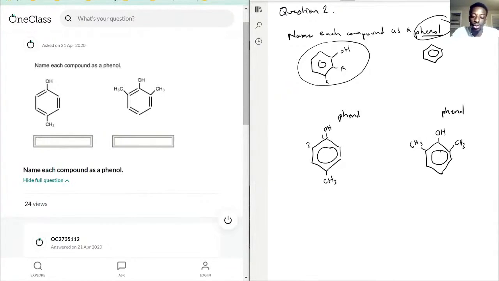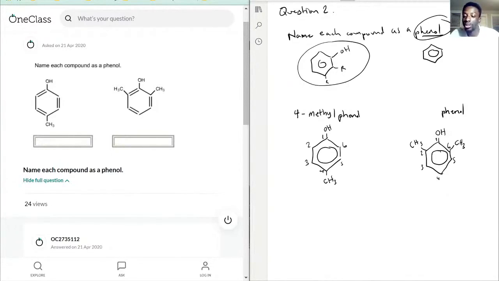So with this, I'm going to go this way: 1, 2, 3, 4, 5, 6. Same thing for the other one: 1, 2, 3, 4, 5, 6. Now, the way the naming works is that you say the subgroup name and where it's located, starting with the location. Here, the methyl group is on the 4. So this is 4-methylphenol. That is the name for this compound, because that tells you there's a methyl group, because there's only 1 carbon, methyl 1, ethyl 2, etc. And it's on the 4th one. So that's it for this compound.